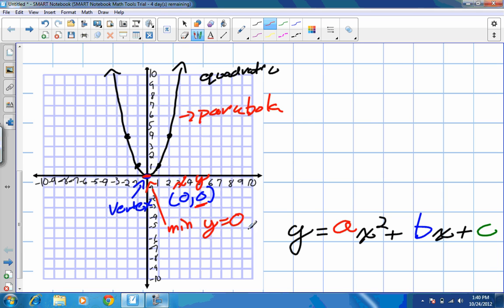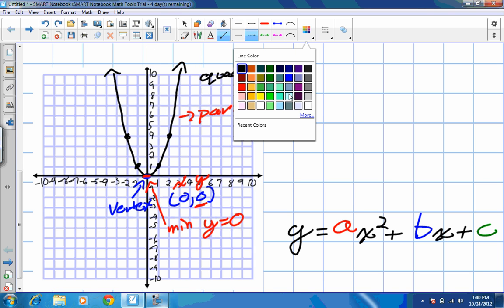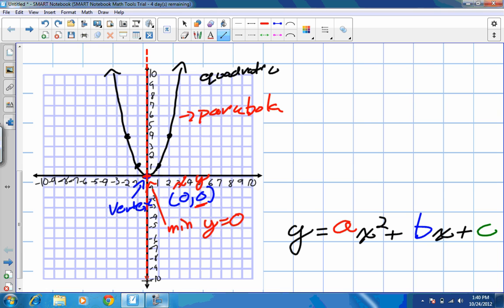Another part of a quadratic that's very important is called the axis of symmetry. The axis of symmetry is an imaginary line. I want it to be dotted here. It's an imaginary line that runs through the middle of the parabola. It just so happens this one is on the y-axis, but that's the direct middle of the parabola. We sometimes call it the AOS, axis of symmetry.